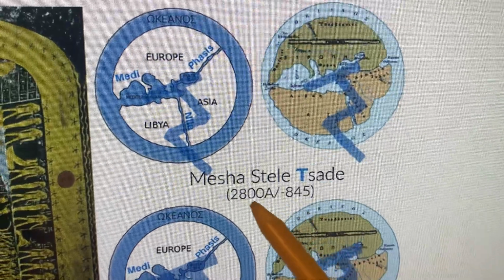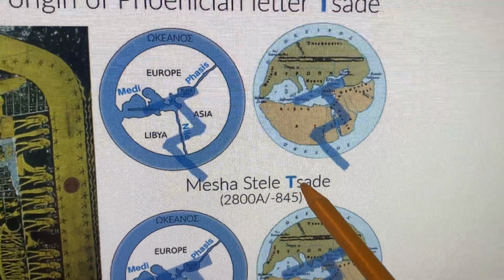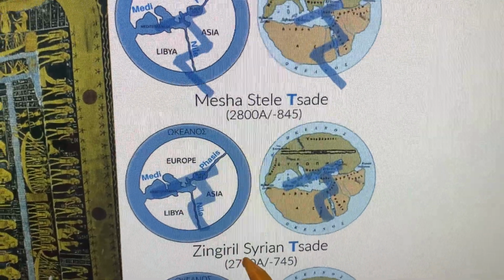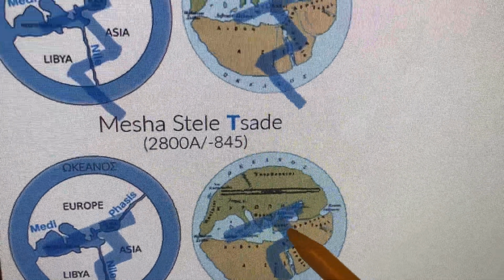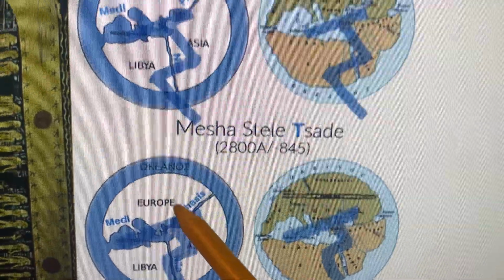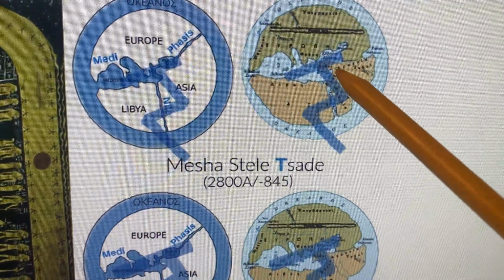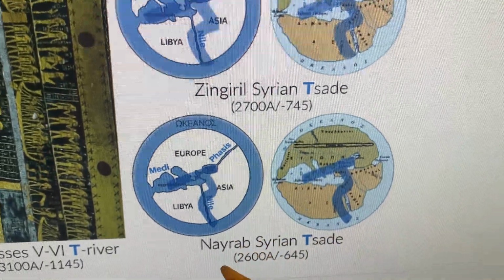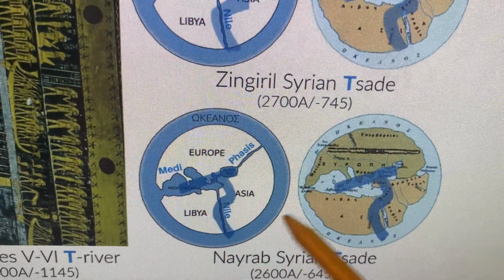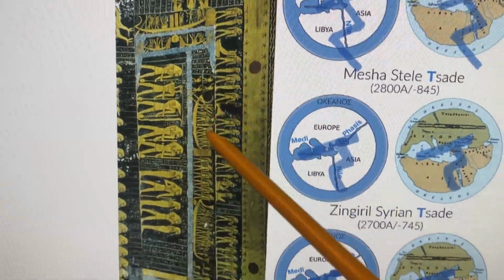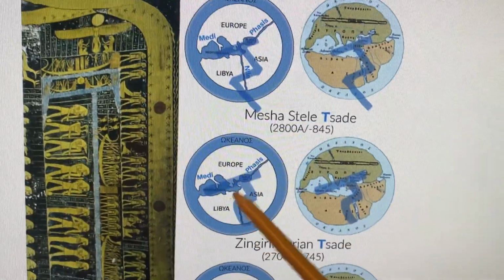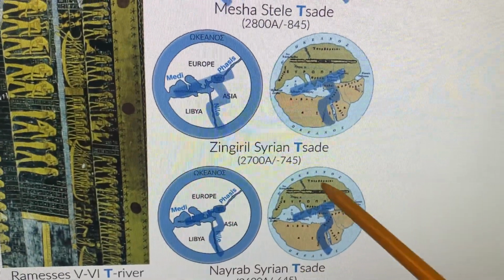And this is the Mesha Stele T, Zincirli Syrian T, which means that these letters were made in Syria over here. And also the Nerab Syrian T, where we see almost a perfect fit. So we went from this long T to long T here, and it got shortened. And now we have the TO map.